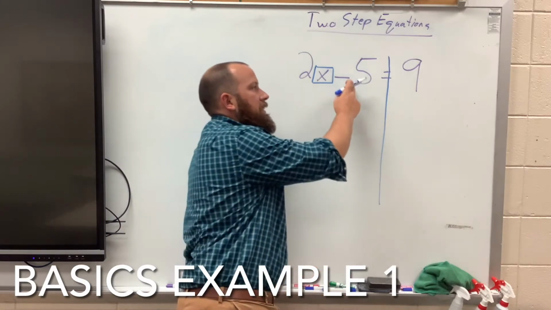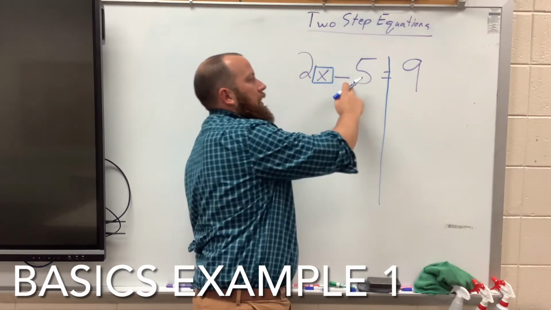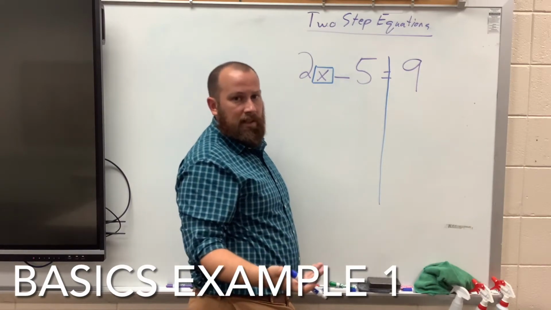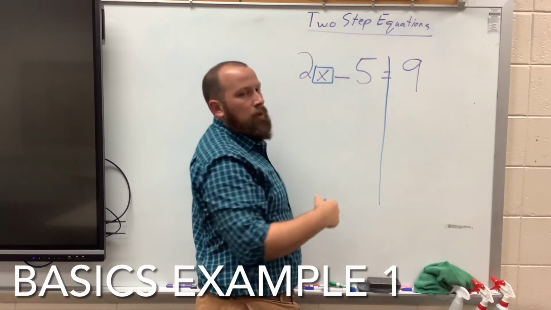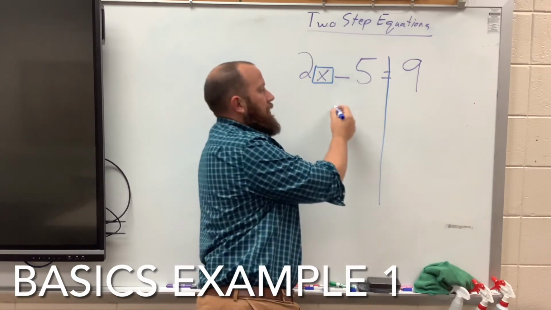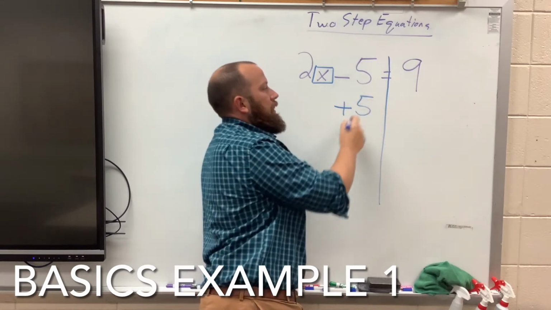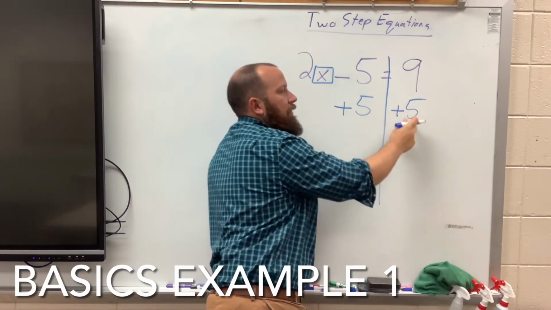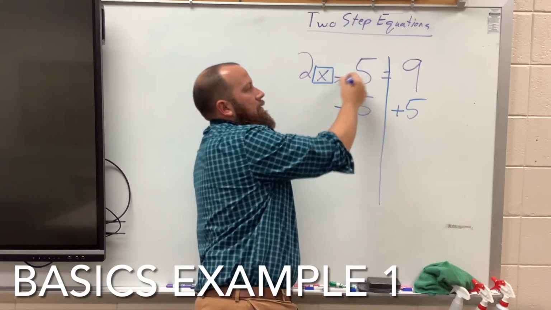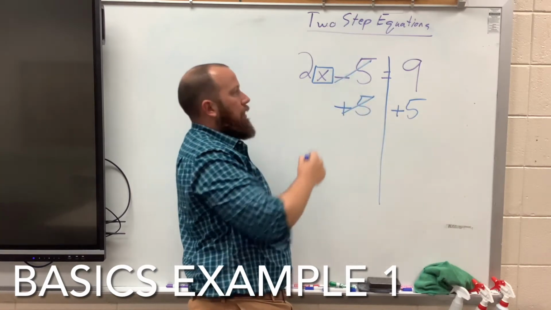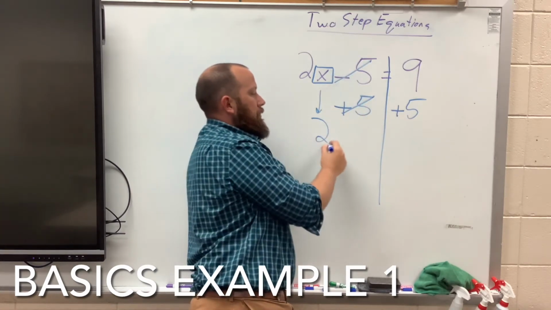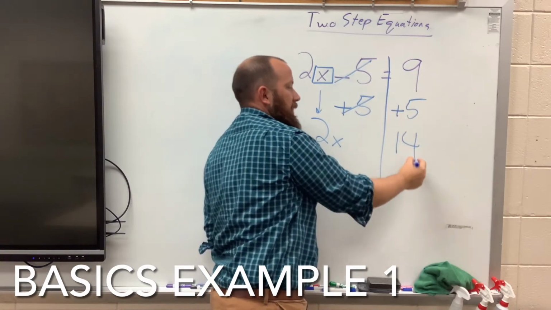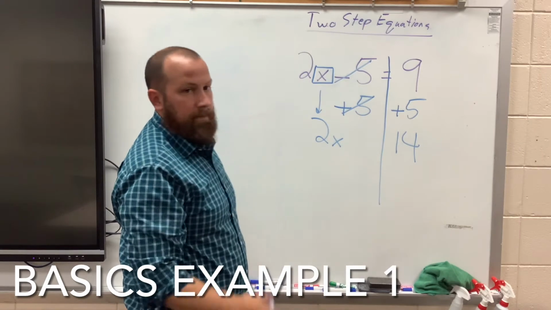So how do I get rid of this negative 5? Well, I need to put it to the other side. To put it to the other side, I have to do the opposite of it. So if this is negative 5, what is the opposite of negative 5? Positive 5. So I add 5 here, and I put a positive 5 over there. This makes it cancel out because it'll give you 0, and you bring down your 2x. 9 plus 5 is 14. All right?